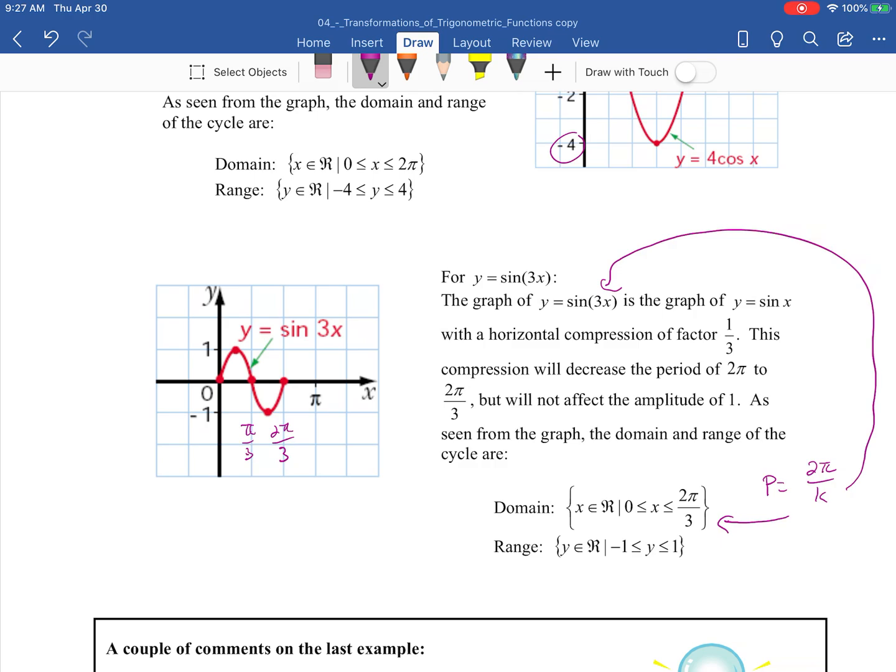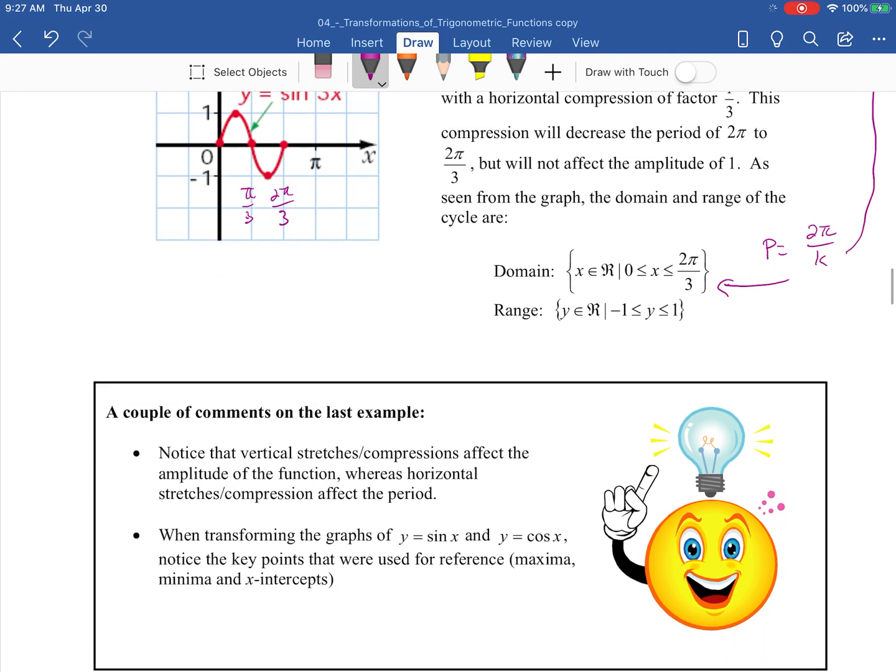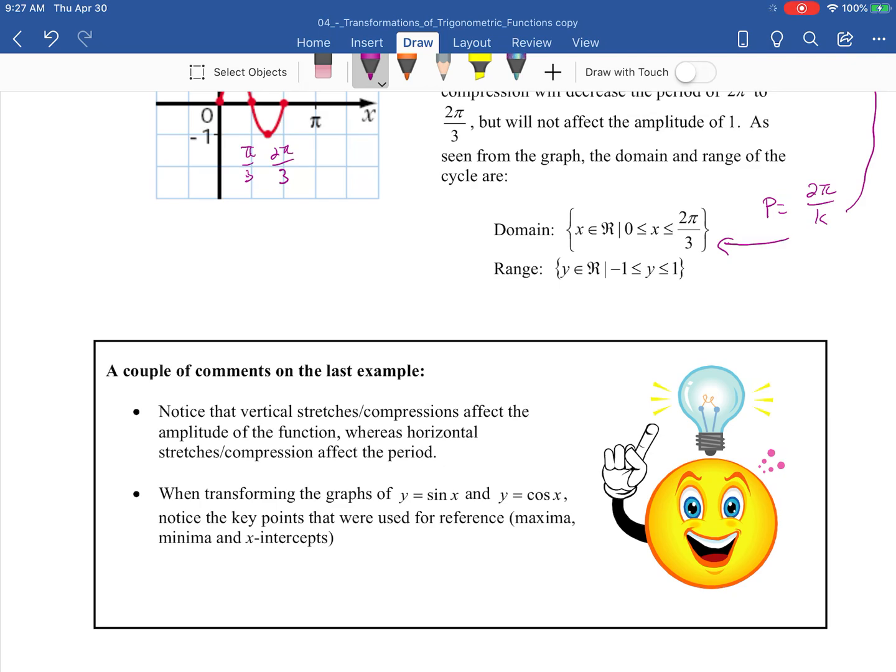I'm not giving the steps just yet. I will give steps about example 4. But for now, I just want to say that's something I'm going to use later on. And then the range of this cycle was -1 to 1, because this time there was no multiplier out front, so there was nothing that affected the amplitude, so the amplitude stayed at 1.